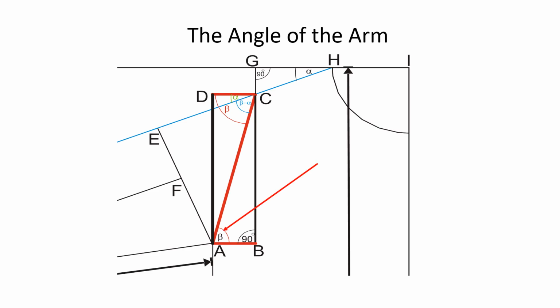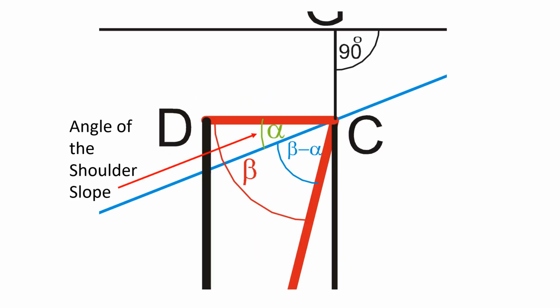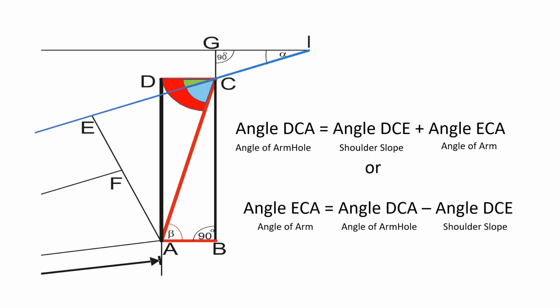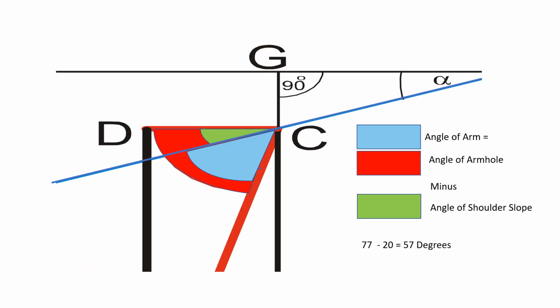If we look at the illustration more closely, we can see that the angle of the armhole is the sum of the angle of the shoulder slope and the angle of the arm. Or in other words, the angle of the arm is equal to the angle of the armhole minus the angle of the shoulder. Therefore, the angle of the arm will be equal to 77 minus 20, that is 57 degrees.